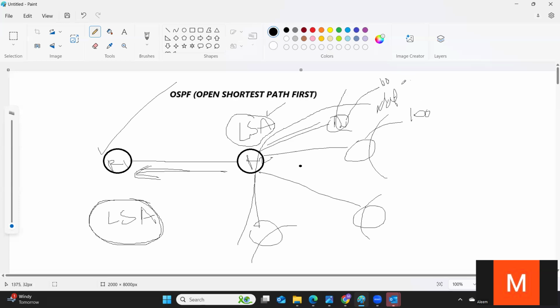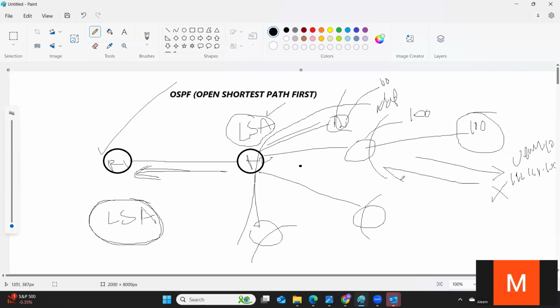One more thing: as I told you, there are hundreds of prefixes. If any prefix goes down, say only VLAN 10 goes down for some reason, and in that VLAN we have the prefix 192.168.10.0, then whichever prefix goes down, only that prefix is shared with the neighbor. It will not share the entire routing table. If any change occurs in the topology, only that change will be shared.